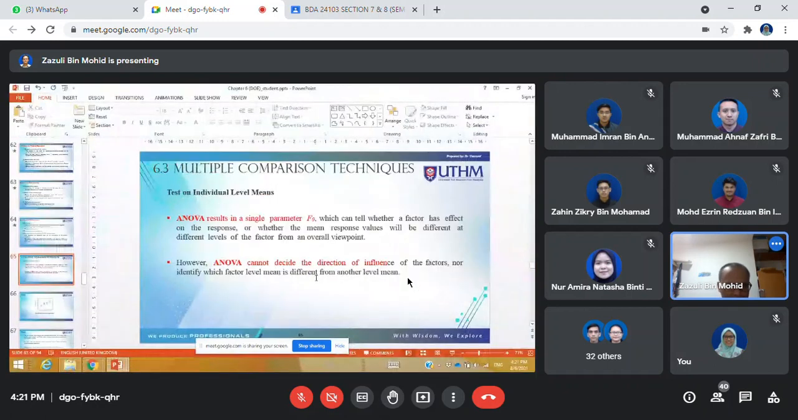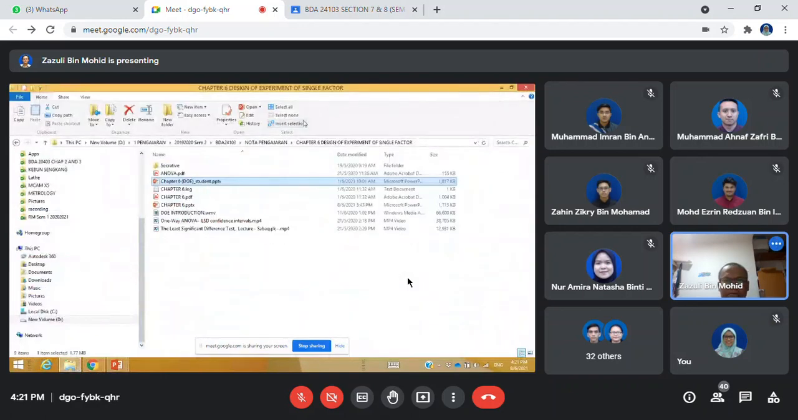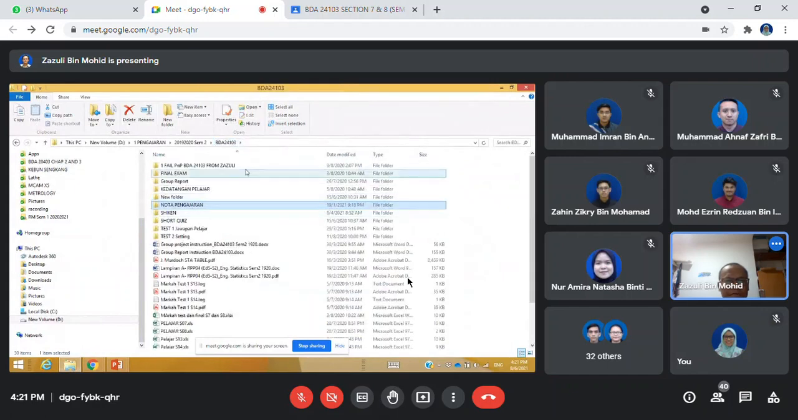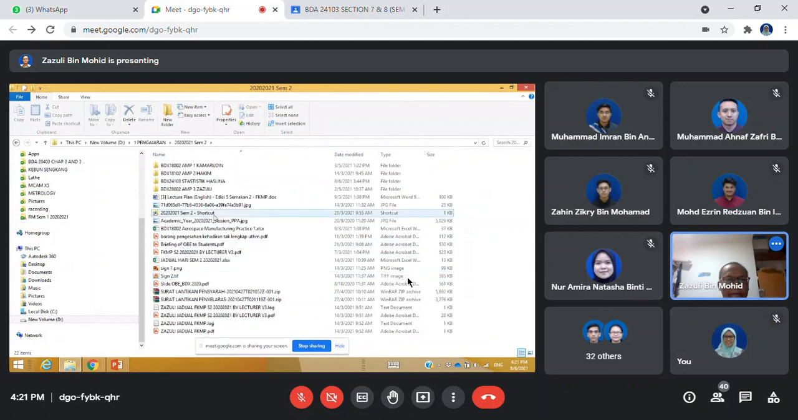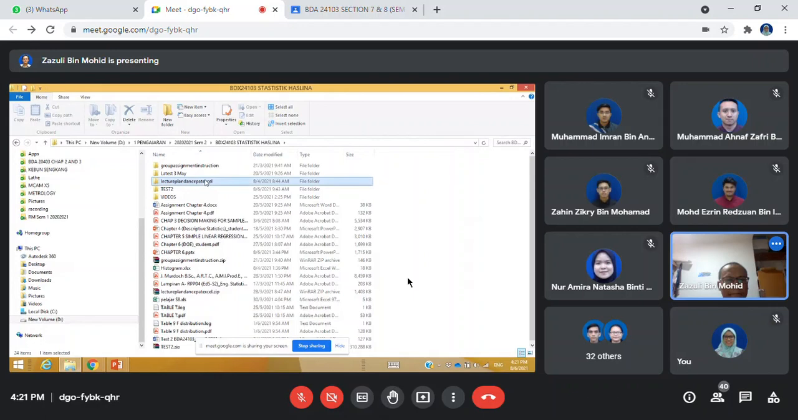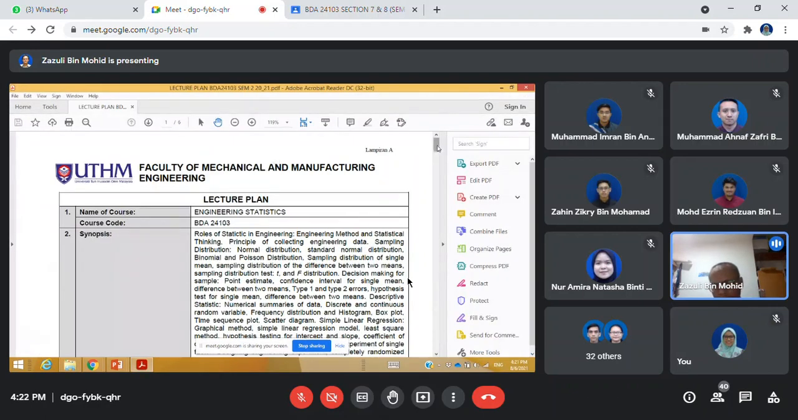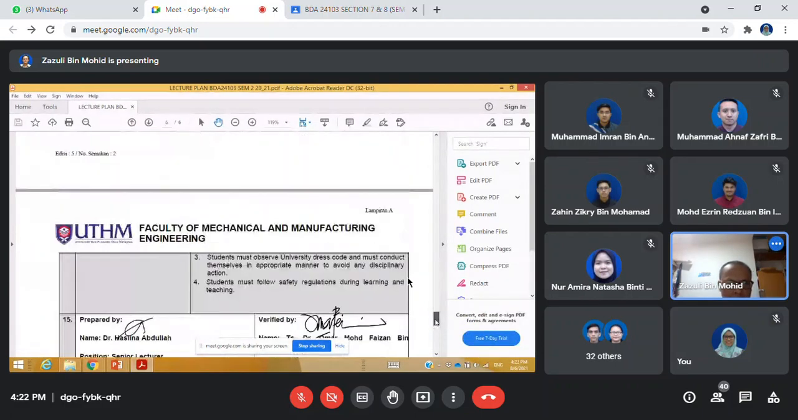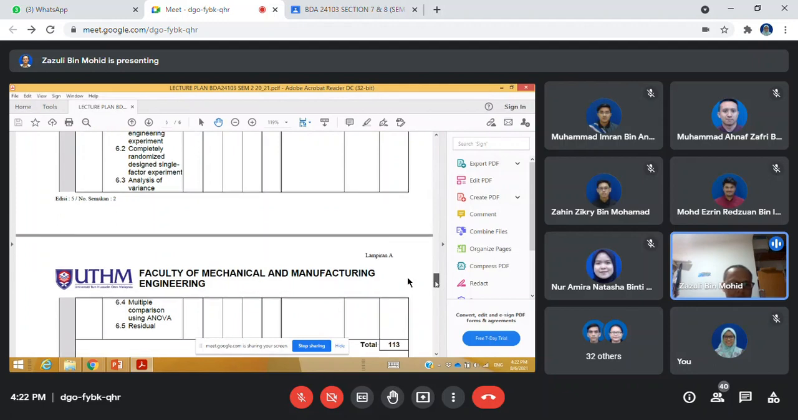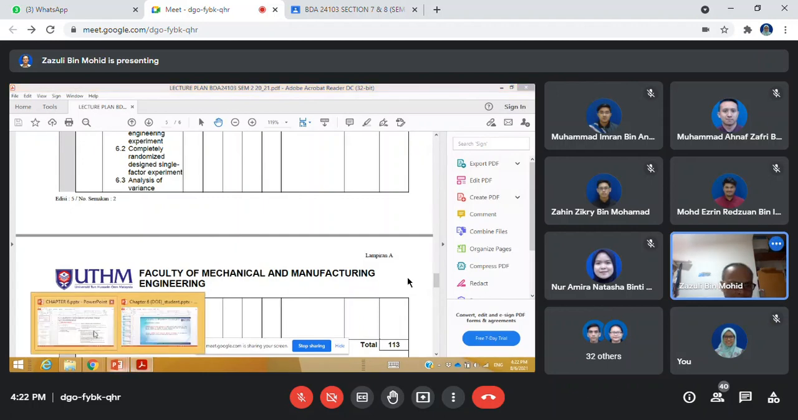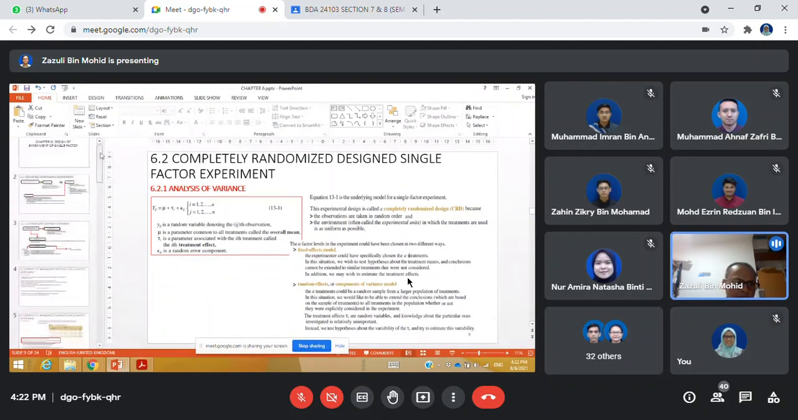So in this subject, the calculations involved in chapter 6, we have designing engineering experiment, as what I already explained, and then we also have the randomized design single factor experiment, analysis of variance and multiple comparison using ANOVA, and also we have the residual study.